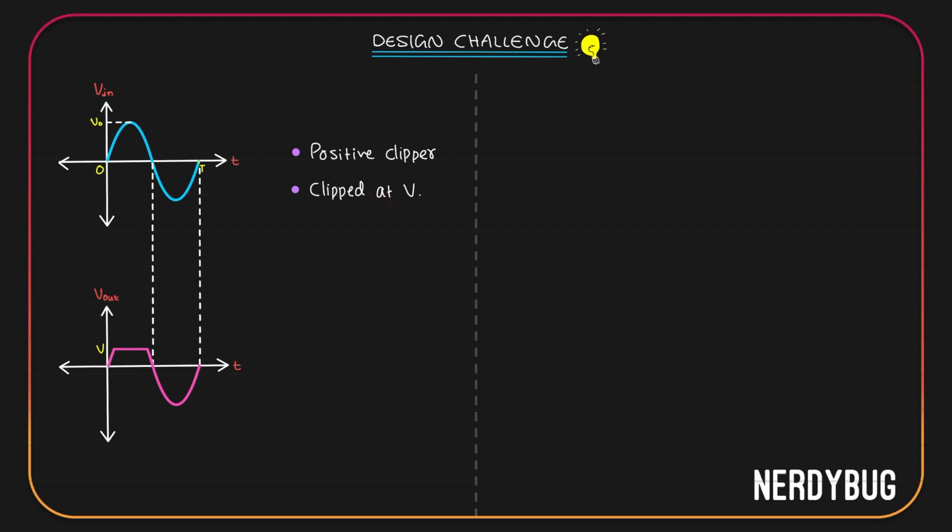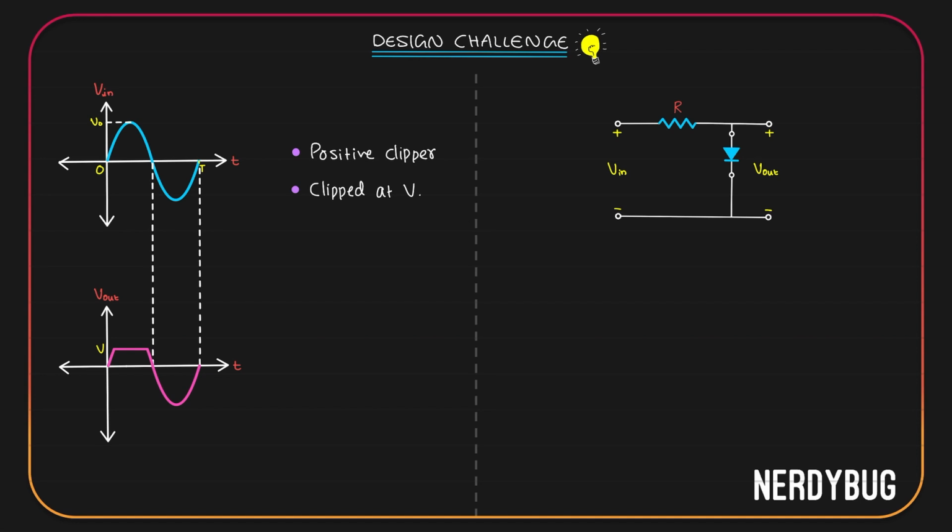To do that, first let's take a normal positive clipper circuit. Here, if input becomes positive, the diode will get positive potential here and negative potential here. It will be forward biased and we can model it as a closed circuit. That will make the output shorted and output will become 0, or we can say the waveform is clipped. But in this particular case, we want the clipping to happen only when input is V.